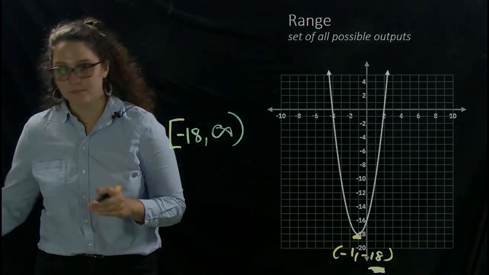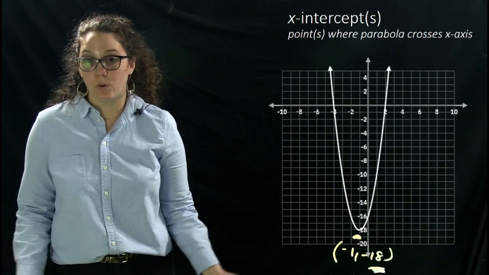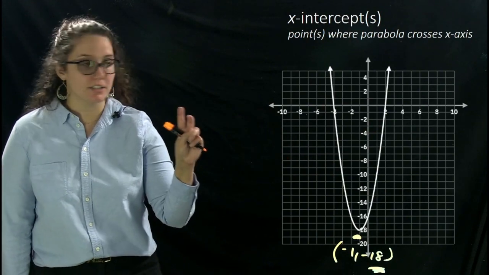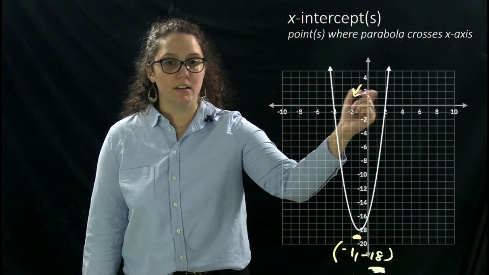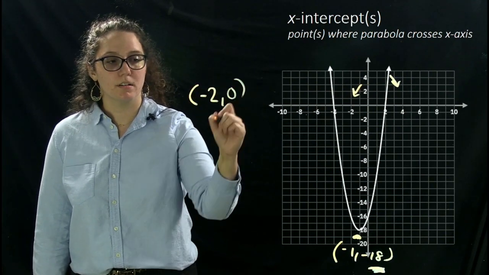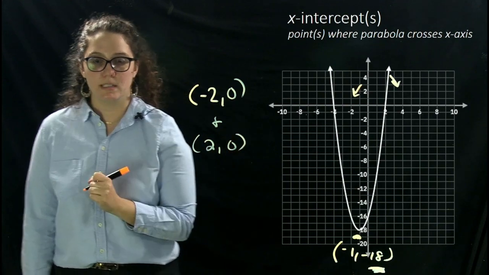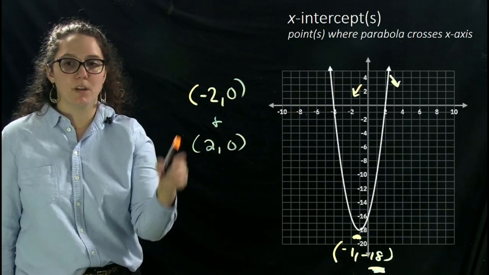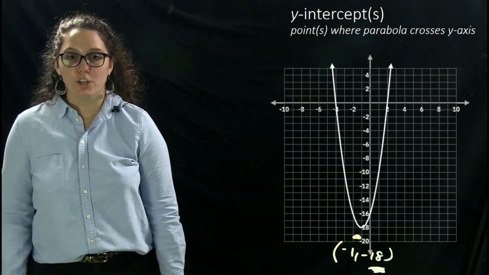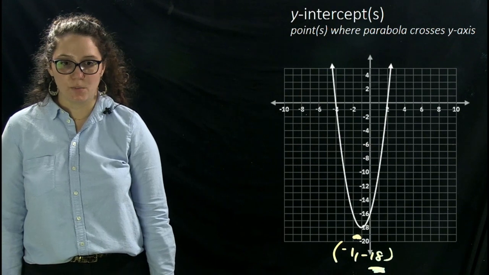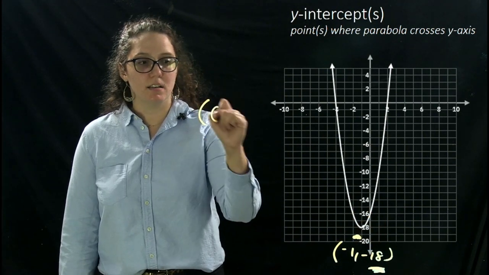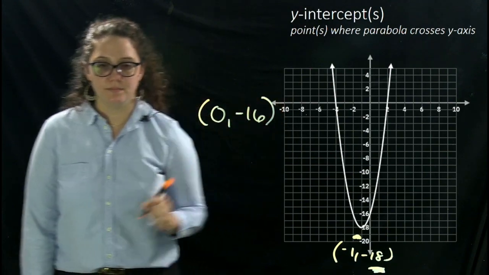So x-intercepts are the point or points where your parabola crosses the x-axis. We can see in this parabola there are two x-intercepts. We see that it crosses over here and over here. Those points are going to be -2, 0 and 2, 0. They're not always the same number, just the opposite. It just happens to be this case for this parabola. Your y-intercept is the point where your parabola crosses the y-axis. When we look over here, we see that it crosses at 0, -16. So you just write that as 0, -16.